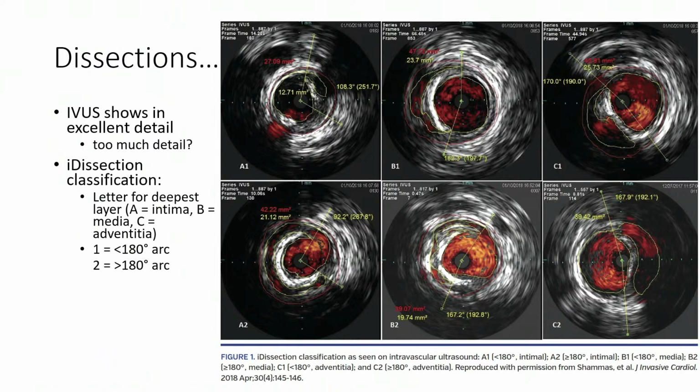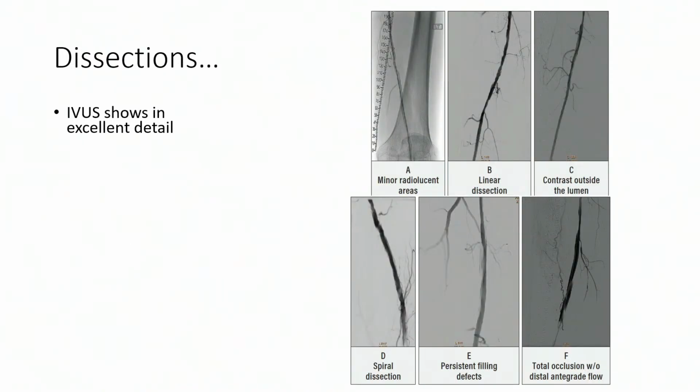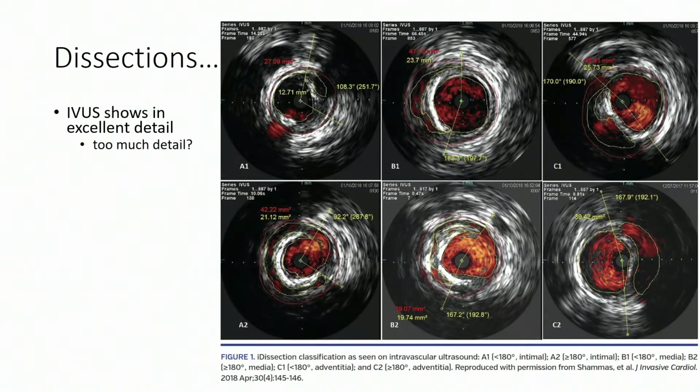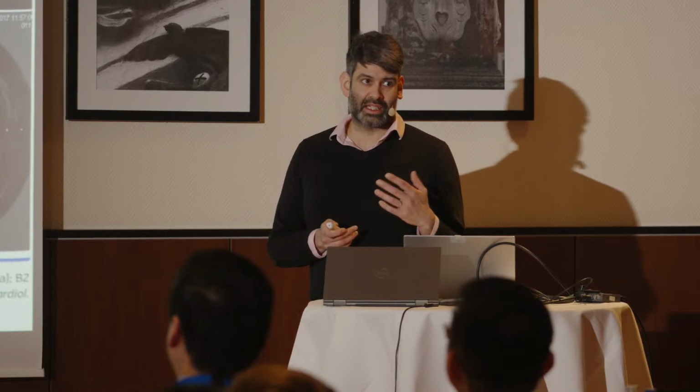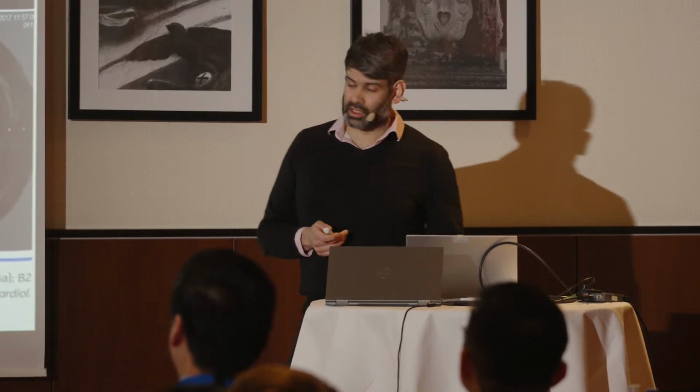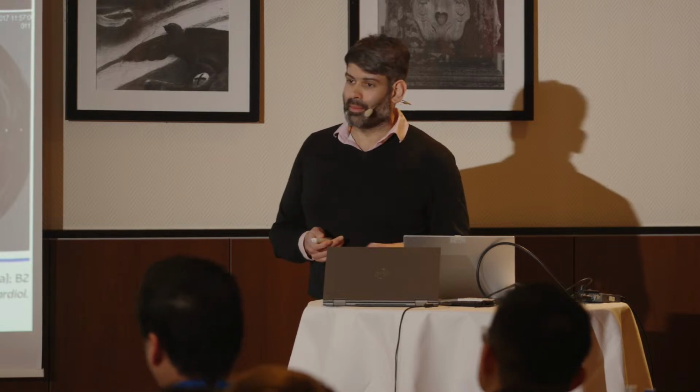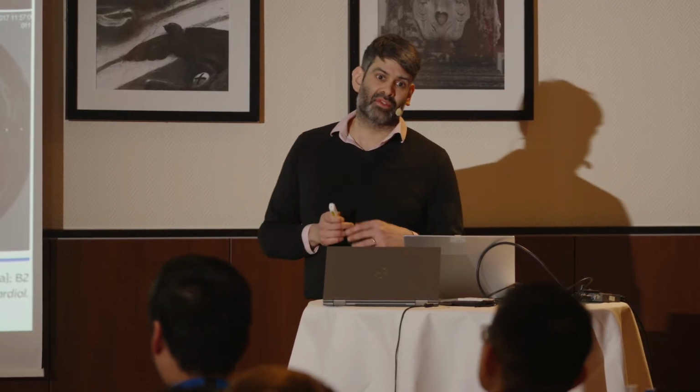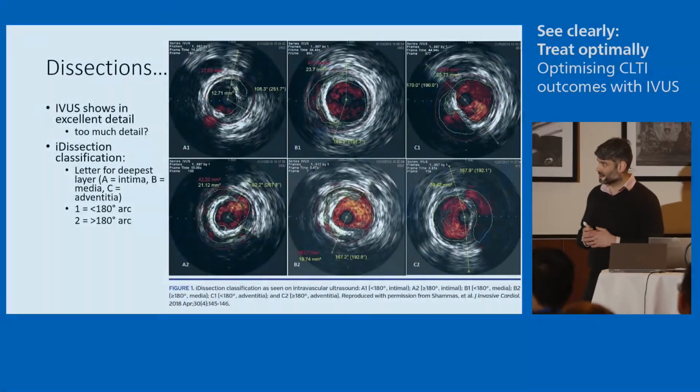Quick word on dissections. IVUS shows them in excellent detail, maybe too much detail. This was the A to F angiographic dissection classification that was around for many, many years. But as soon as you start to see it on IVUS, you realize that most of these aren't representative of what's really happening in the artery. One of the criticisms of IVUS is that it leads to too much stenting. And what we do need to do is refine ourselves over the next few years about how to take all this information that IVUS gives you about dissections and translate it into good clinical decisions.